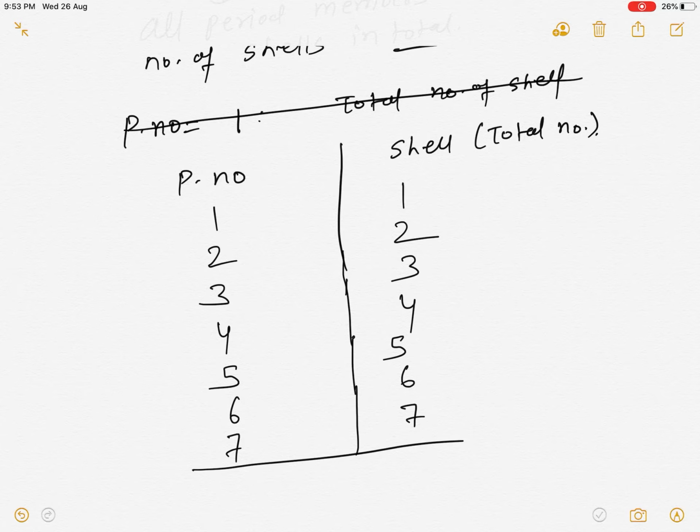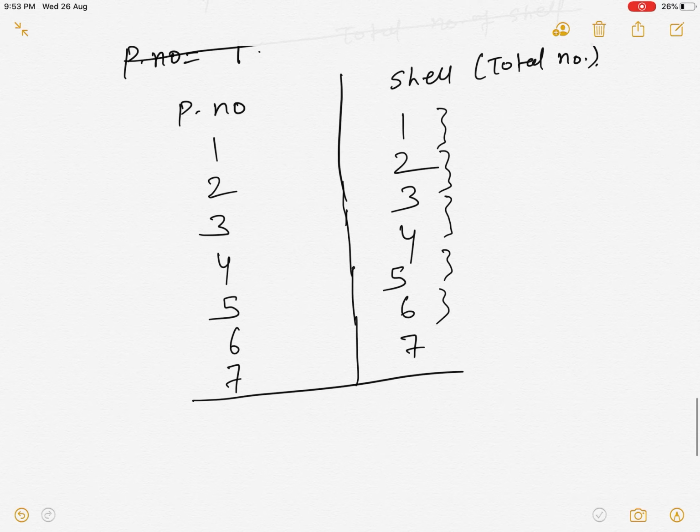As we are descending down, what do we see? An extra shell is being added. The first period had just 1 shell in total. The second period has 2 shells in total. 1 shell is extra. If you compare the second and the third period, the third has 1 extra shell with respect to the second. Similarly, can we just conclude that as we descend down from the first period to the seventh period, an extra shell is being added, right?